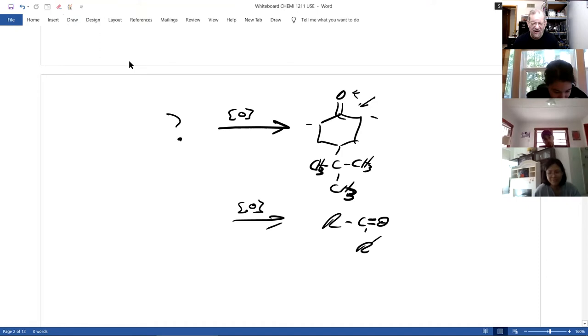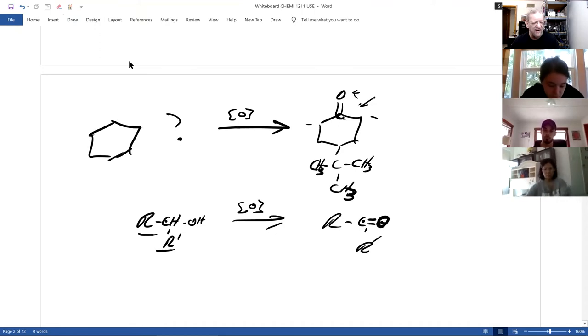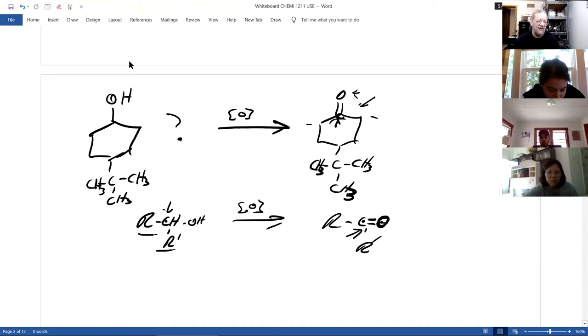And what do you oxidize to make a ketone? A secondary alcohol. And the carbon with the carbonyl, carbon double bonded to oxygen, will be the carbon with the alcohol. Everything else is still attached. So I'll still have my ring. I'll still have my t-butyl group. And here's my carbon right here with the carbonyl. And that will be this carbon with the hydroxyl group. And that's how you do it.